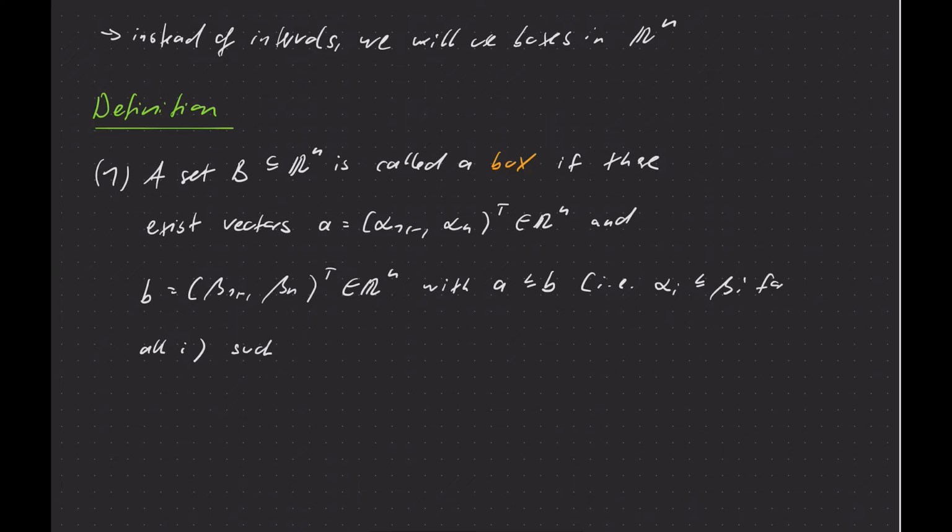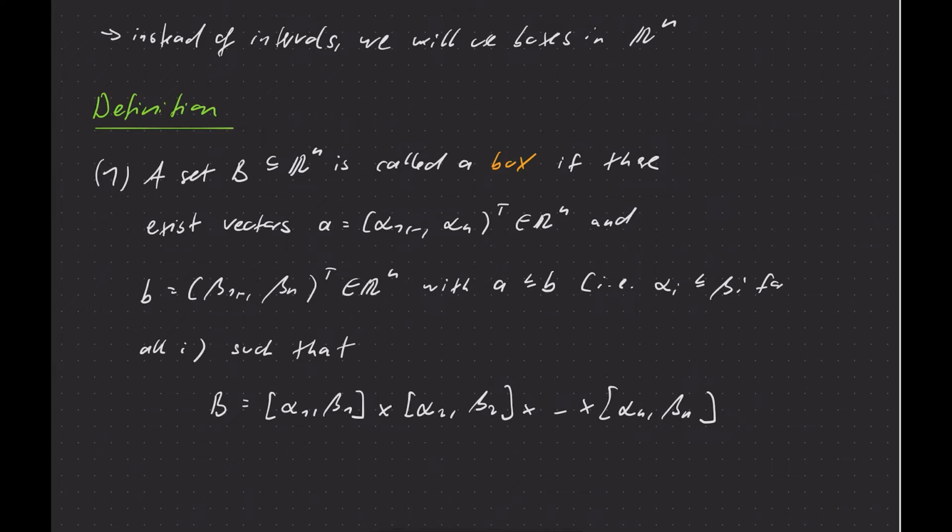And we want those vectors to define the set, such that the set B can be written as the Cartesian product of the intervals defined by those vectors here. So we'll start with the interval alpha 1, beta 1. Then we'll take the Cartesian product with the interval alpha 2, beta 2, and so on up to alpha n, beta n. So that's precisely what hopefully you would imagine if you think of a box. We use the following notation for that. So this box B will be denoted as B of A and B if we want to express the vectors that define that box.